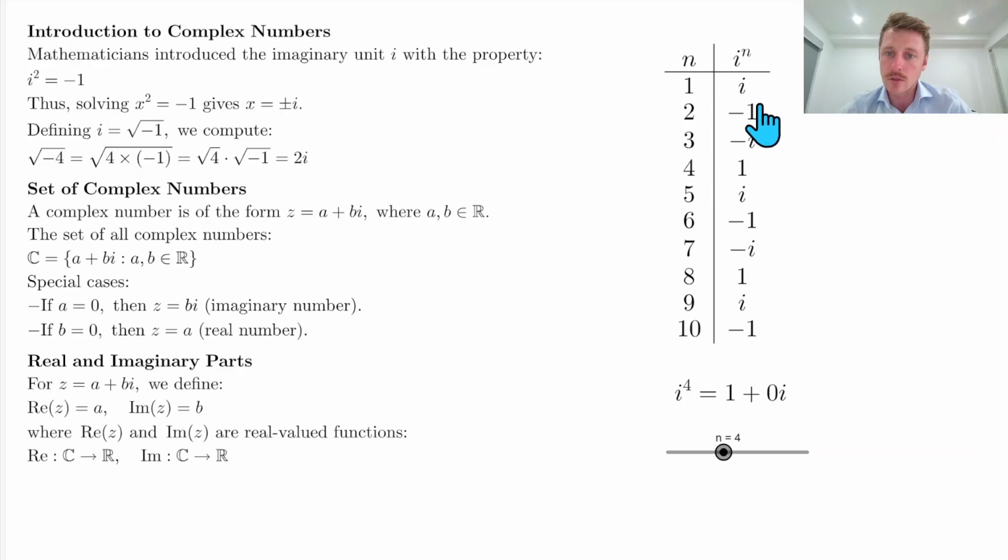And then you'll notice we actually just cycle through it. It goes i, -1, -i, 1, and then we start again: i, -1, -i, 1, and so on. So we end up with i to the power of 5 is i, i to the power of 6 is -1, i to the power of 7 is -i, i to the power of 8 is 1, i to the power of 9 is i, i to the power of 10 is -1. And then you just go through those cycles in multiples of 4. So that is what a complex number is, but if that was a bit confusing, we'll talk more about it in a moment, so do not stress.